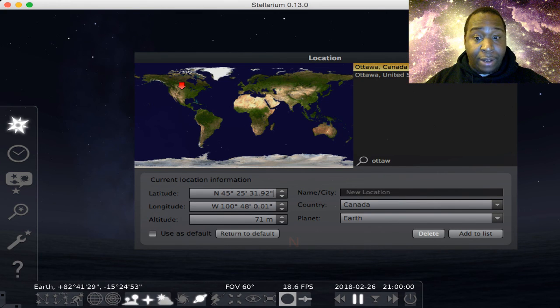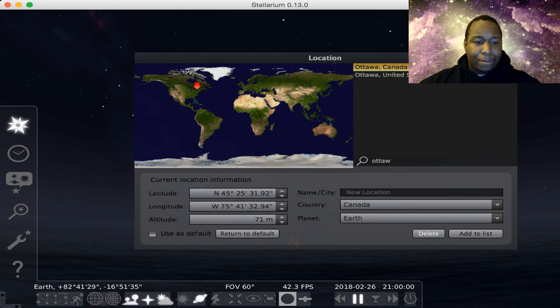As of right now, it's currently set to 100 degrees west, so I need to still modify that. So 75 degrees west, 41 degrees, 41 minutes, and then 32.94. It should be 9352, but it'll round. There we go. Now I believe it's in the proper location.